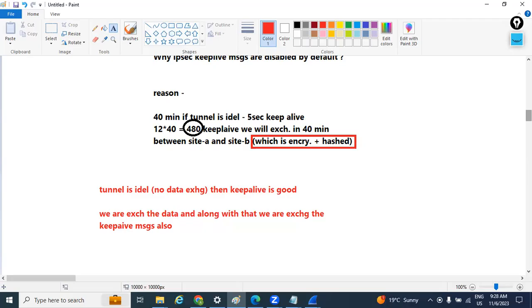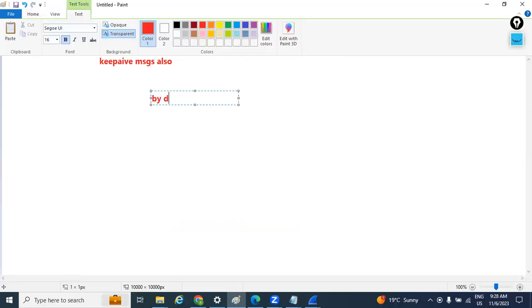Okay, I'm already exchanging the data, so why, in between, are you sending the keep alive? So both the concepts we have. The keep alive has a kind of advantage and also a kind of disadvantage. This is the reason Cisco made a concept about it. Do one thing: this is by default disabled. Okay, so as a user, if you need it, you can.